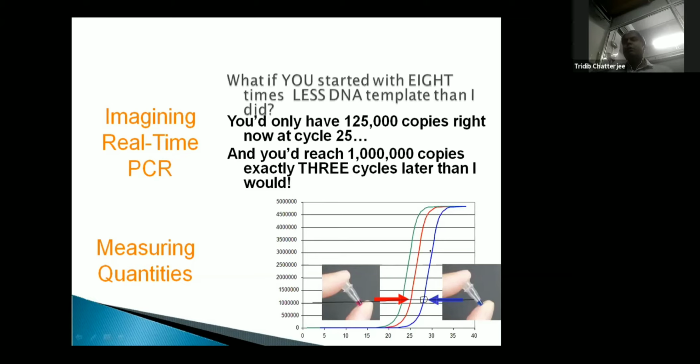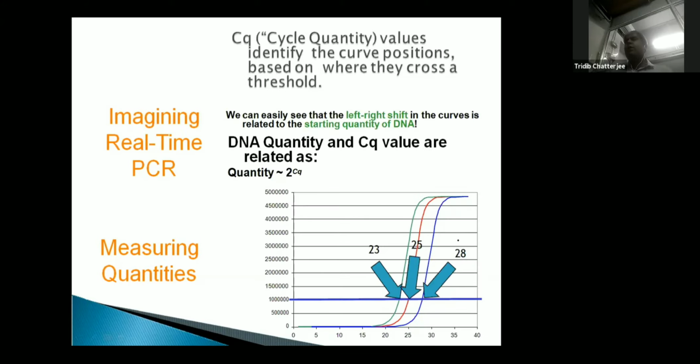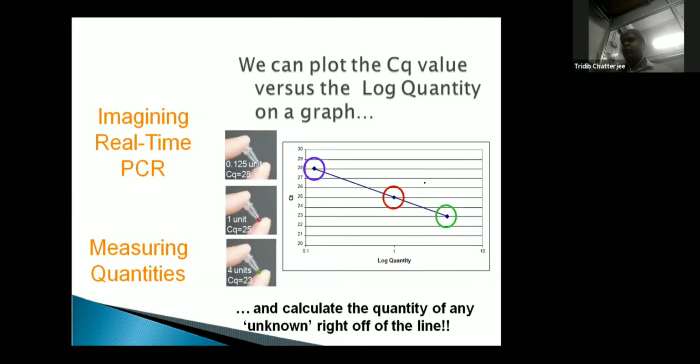Now, if I consider these samples as standards, or something of known concentration, then I can plot this data into a curve and make the standard curve, because we already know the quantity and the CT value, or the cycle threshold value. Now, if I plot this CT data against the log quantity, I will have a standard curve.